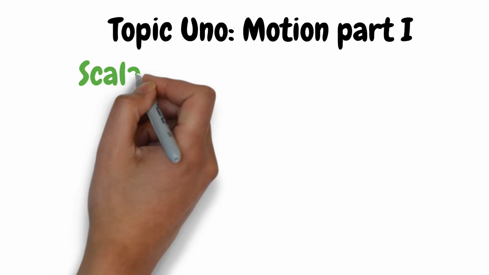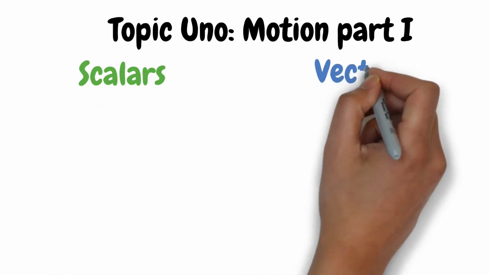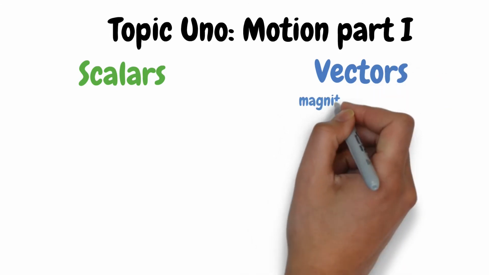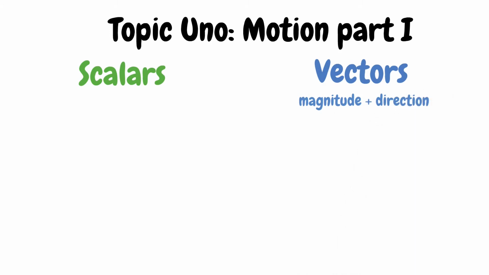To explain more about motion, I will need to discuss scalars and vectors. So what is the difference between scalars and vectors? A vector quantity has a direction and a magnitude. A scalar quantity has only a magnitude. You can tell if a quantity is a vector by whether or not it has a direction associated with it.